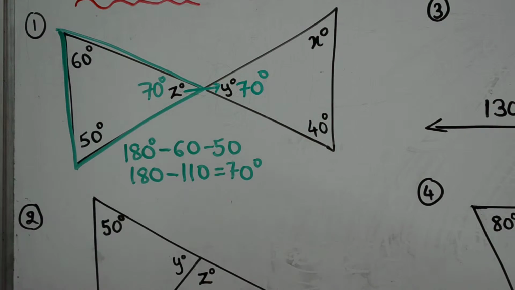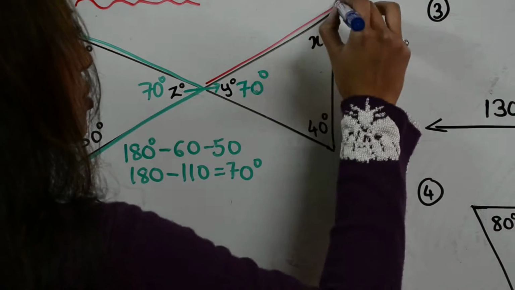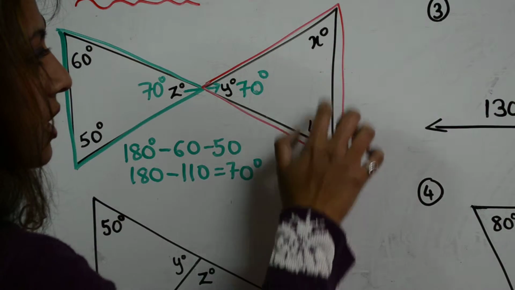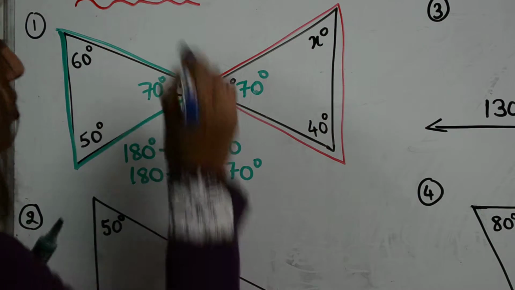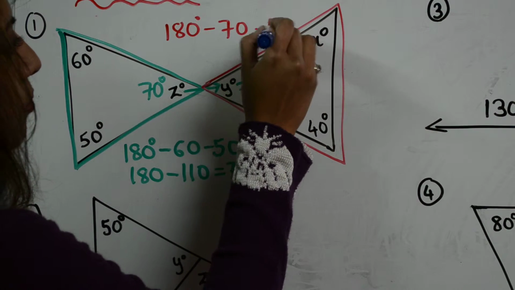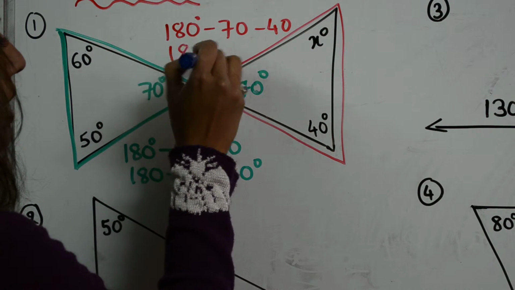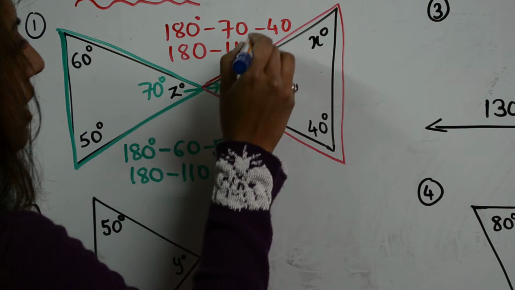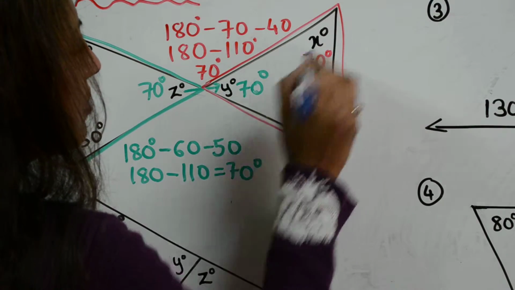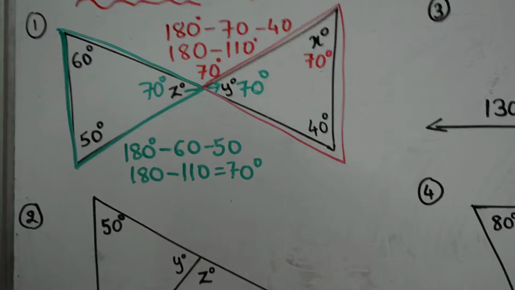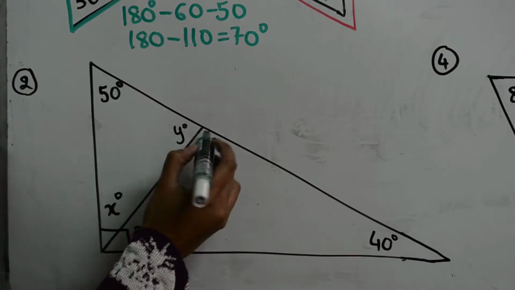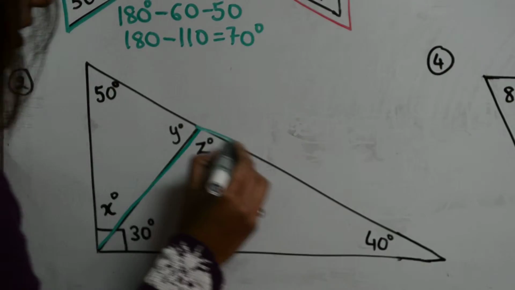Now in the second one, in this triangle, I have 70, 40, and the last one is missing. So again, I have 180 minus 70 minus 40. That's 180 minus 110. Again, I have 70. So this one is 70 as well. Moving to the next triangle, again I have a combination of two triangles. I have to see where I can find the first one. I will take this triangle.